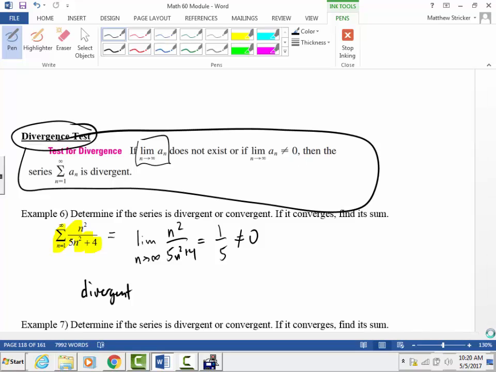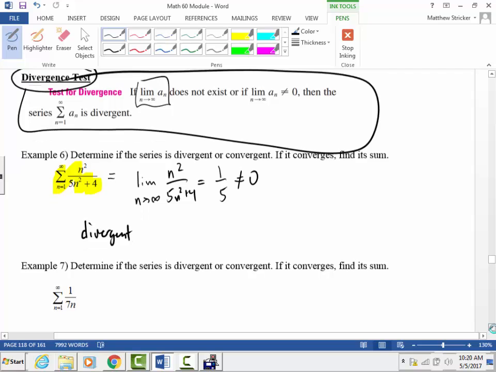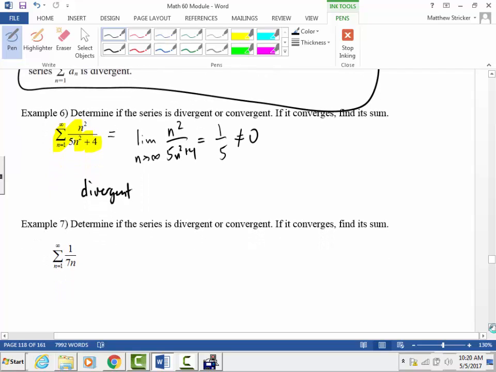What about this one here? Now let's be clear though. This does not say that the sum is 1/5. It just says that the series is divergent. And if the series is divergent, does it have a sum? It doesn't.